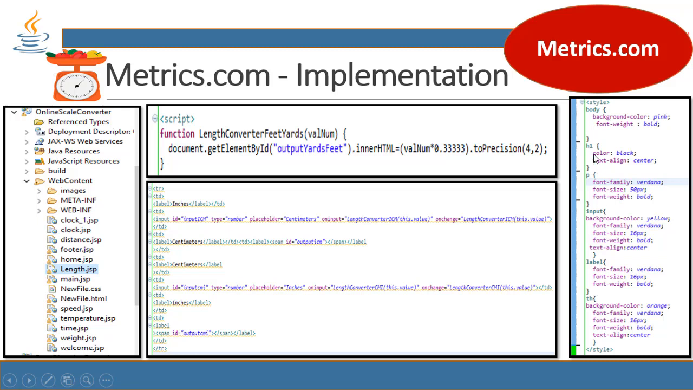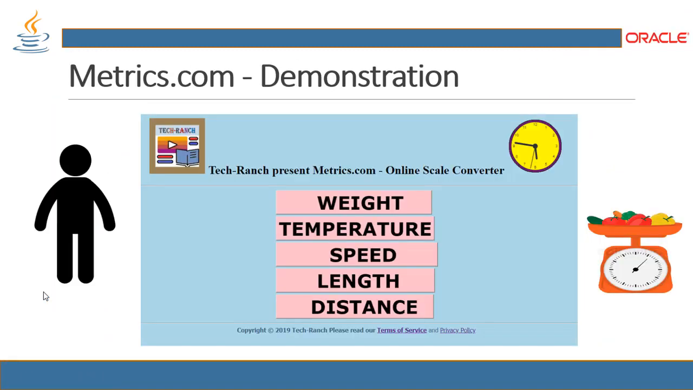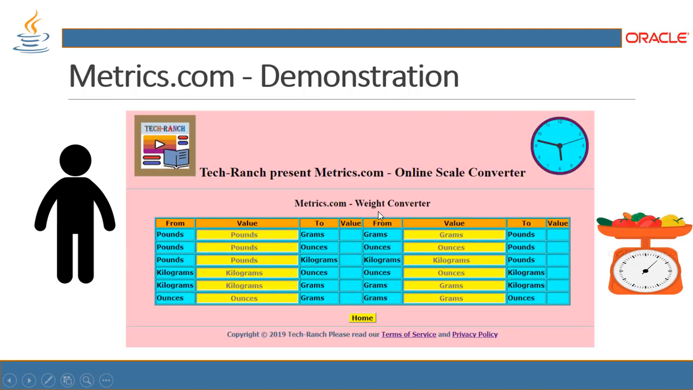Now this is our style sheet. You can see here we have all kinds of objects we have used in HTML. We are giving different colors, styles, alignment, size, and weight. All these features you can add with the help of style. This is our project application. Now let's take a look at the demonstration. This will be our home page. You can have some options: weight, temperature, speed, length, and distance. Once you choose any specific one, since I chose weight, it will give you this type of output. Now let's take a look at the execution.